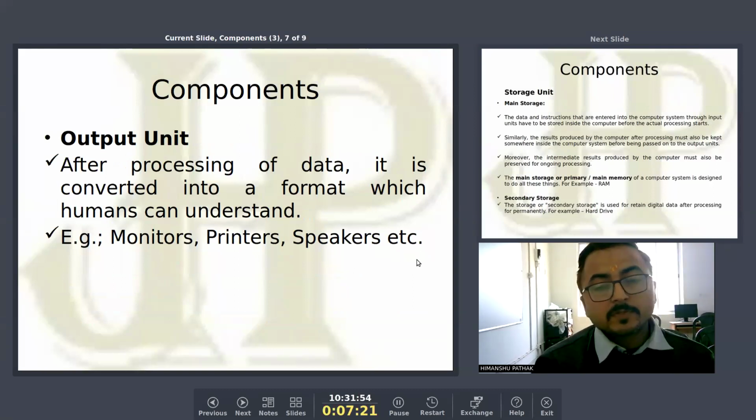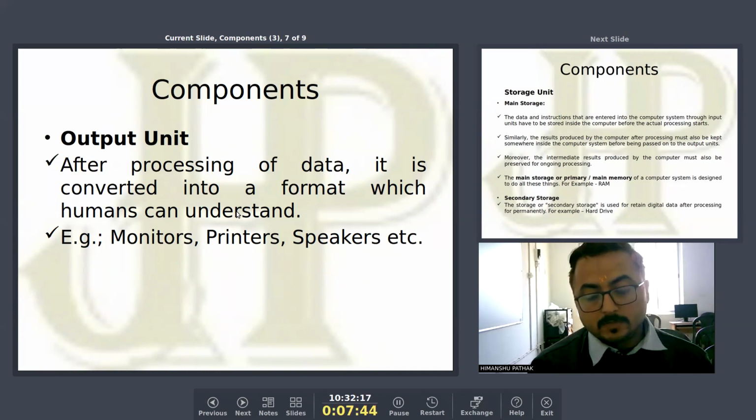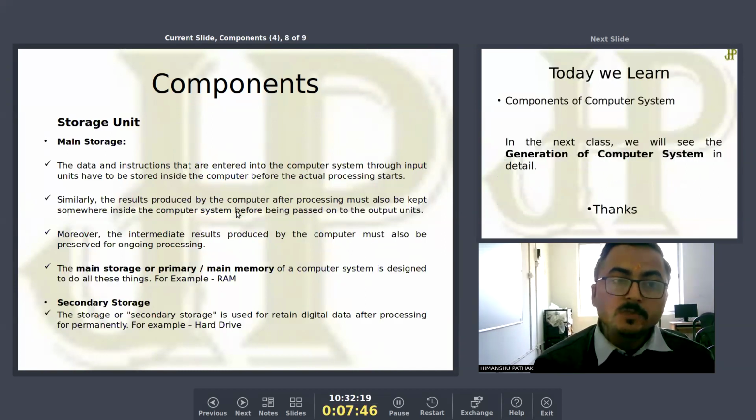And now after processing, the result has to be shown by some devices. Those devices can be a monitor, printer, speaker, and so on, through which humans can understand. So these are under the output unit. Now the last one is the storage unit.